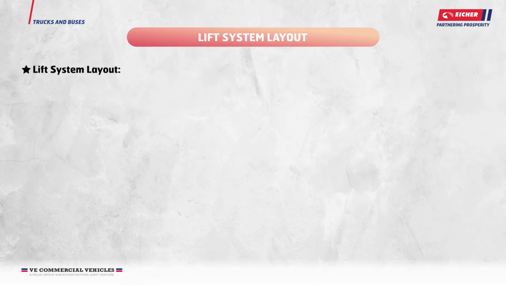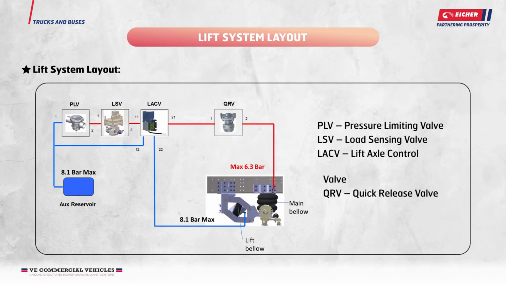Lift system layout. The layout of components is shown on the screen. Functional description. Load sensing valve creates a pressure signal to the lift control valve. This is limited to a maximum 6.3 bars by the regulator. Axle will lower when signal is above 4.5 bars. It will raise when signal is below 2.4 bars. When the axle is raised, the pressure switch illuminates the axle lifted light.